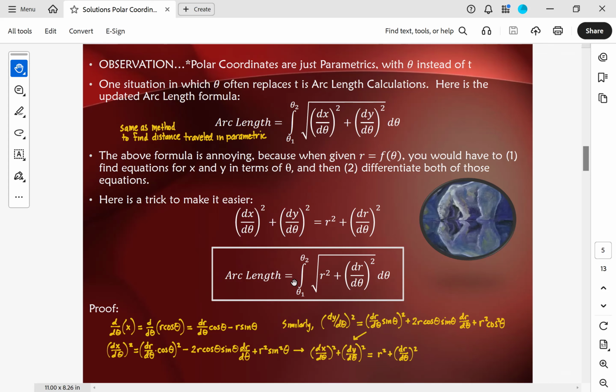But the alternate strategy allows us to find arc length without ever going to x or y. I can stick with just the equation for r and then dr d theta. In fact, it's the square root of r squared plus dr d theta squared, okay? If you're skeptical that these formulas could be equivalent, I do have a proof down here that I'll leave for you to look at on your own. You can see my work. You can ask me about it if you like. But it does show that these two are equivalent.